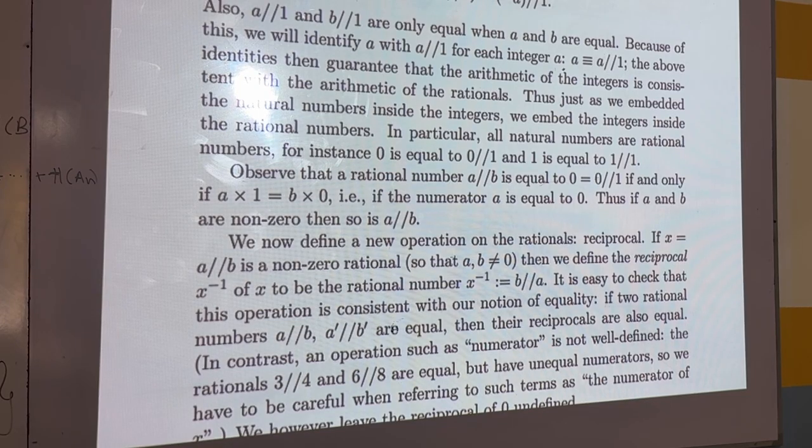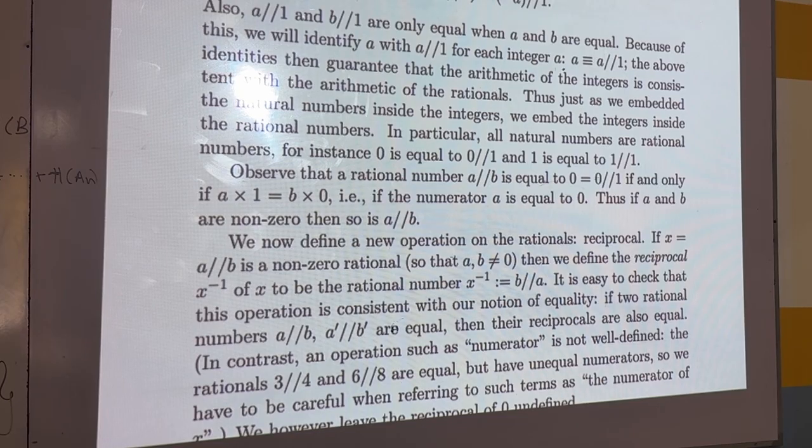It is easy to check that this operation is consistent with our notion of equality: if two rational numbers a double line b and a dash double line b dash are equal, then their reciprocals are also equal. Then you have to take that a, b, a dash, b dash, all of them are non-zero. In contrast, an operation such as numerator is not well defined.